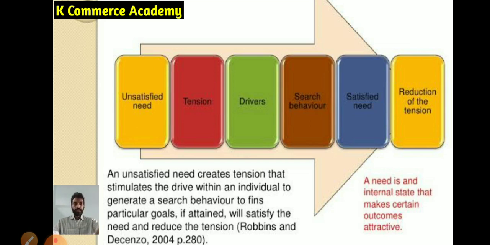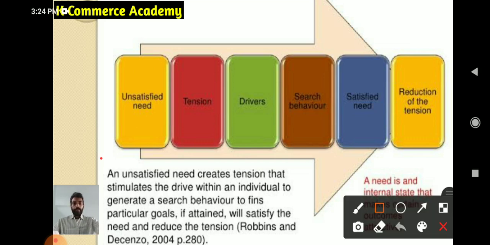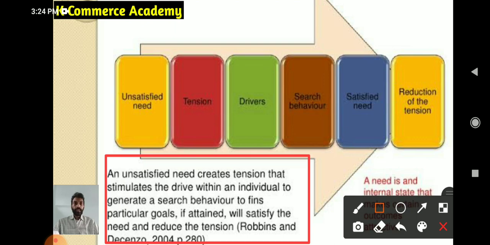An unsatisfied need creates tension that stimulates the drive within an individual to generate a search behavior, to find particular goals, which if attained will satisfy the need and reduce the tension. It is written wrongly there as "fins". So this stage, where the person achieves a reduction in tension, is known as motivation.